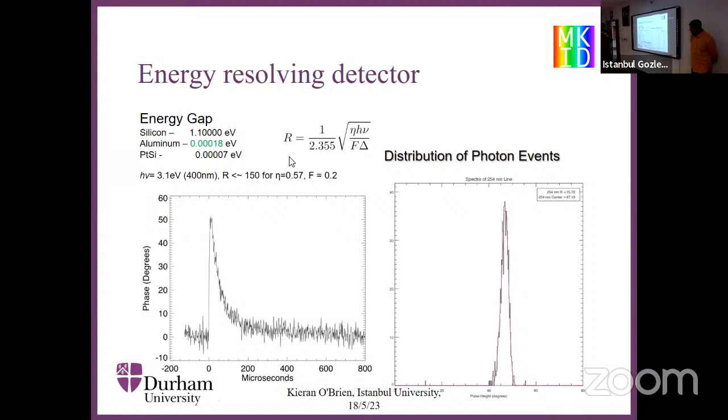So by going to lower TC materials like hafnium, the hope is that instead of this being 150, this could be 200 or 300. So you would gain more, but you have to operate at lower temperatures.